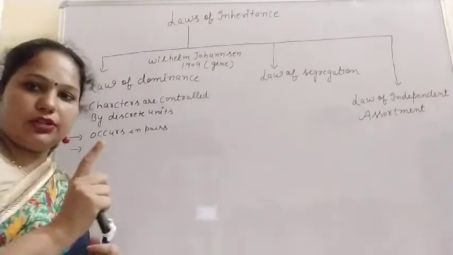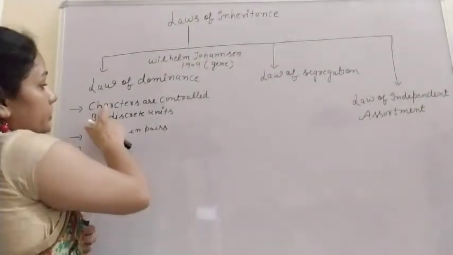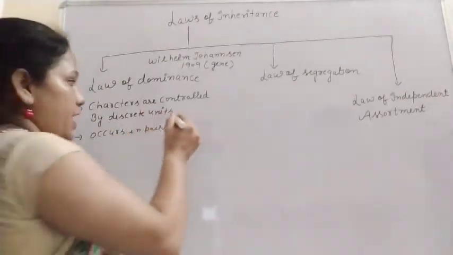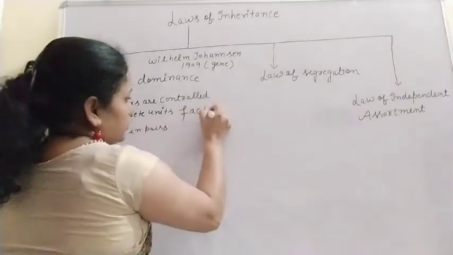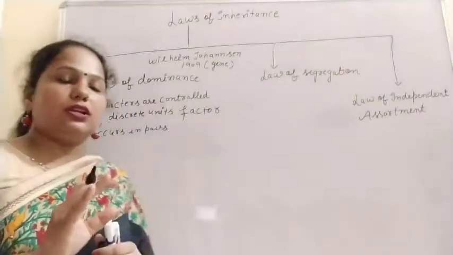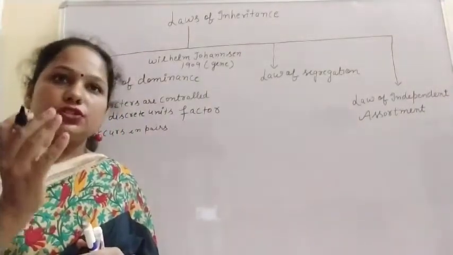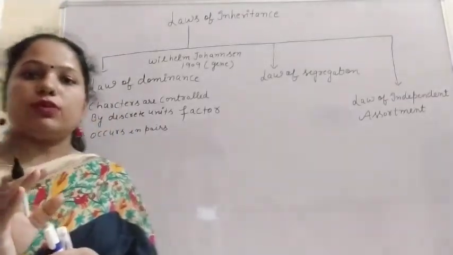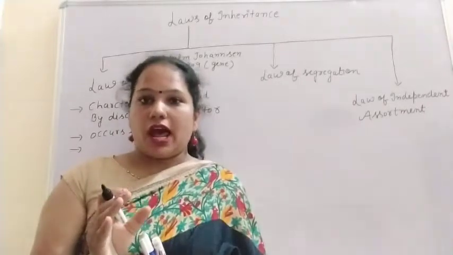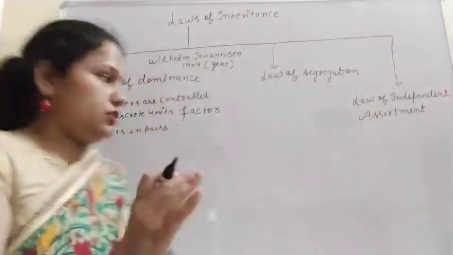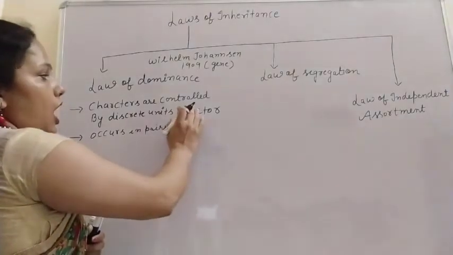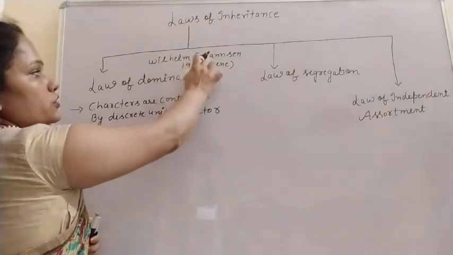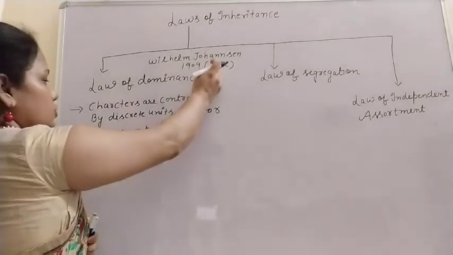In the law of dominance there are 3 points. These 3 points are given in your NCERT. First, the characters are controlled by discrete units, and these discrete units are known as factors. At the time of Mendel, he didn't know what a gene is. He called the gene a factor, something which is responsible for the transmission of characters. After Mendel, one scientist in 1909, Wilhelm Johannsen, named the factor as the gene.